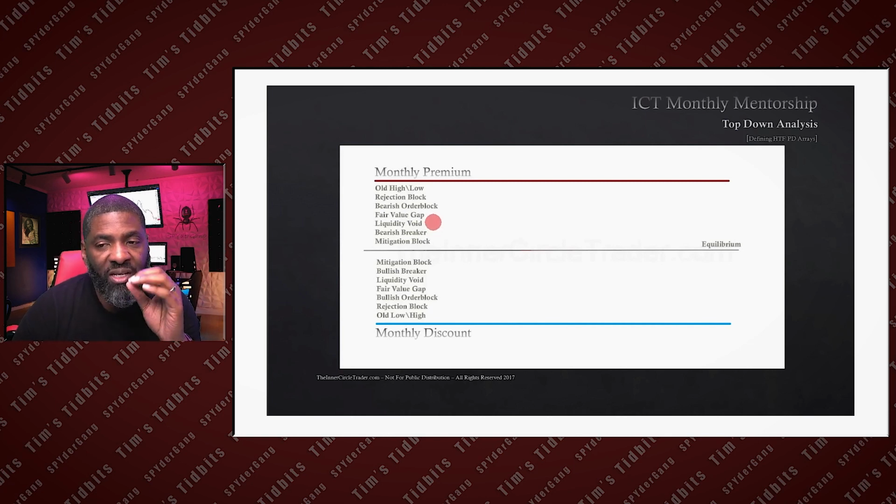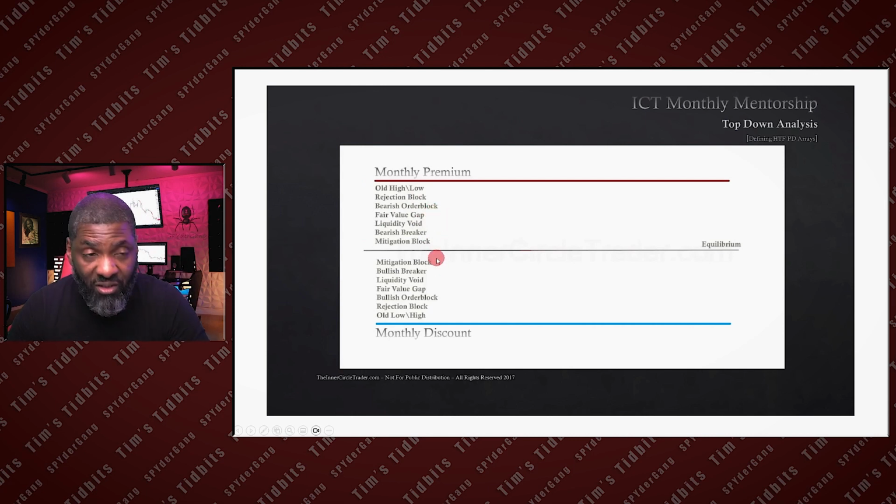Now that I've beat that horse, look for fair value gaps, look for order blocks, then you've got rejection blocks, and then the old high. If you don't know what those terms mean, go look at the core content, or you can look at my ICT Concepts Explained lingo playlist, and it'll tell you what each one of these PD arrays are.